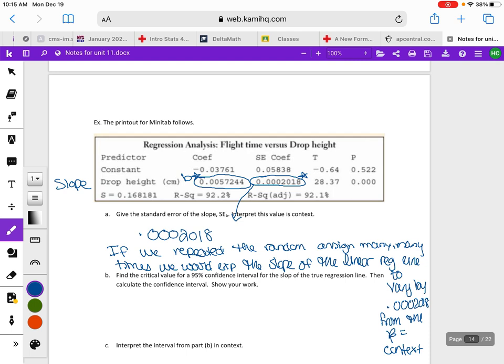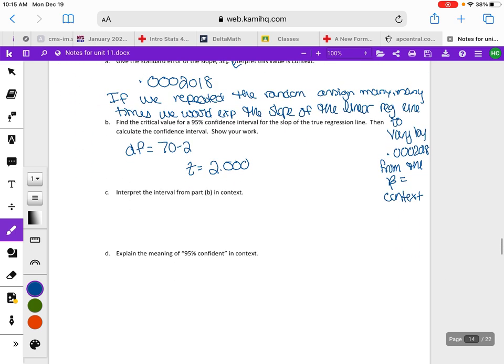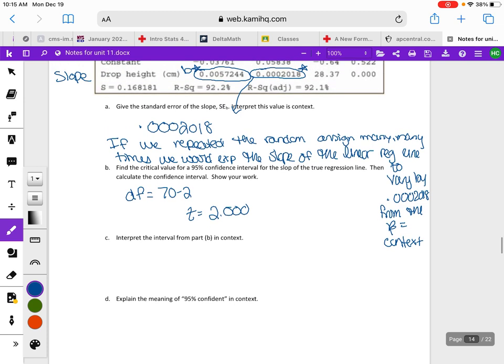So to show your work, I guess degrees of freedom equals 70 minus 2. And then I think we said t was equal to 2.000, if I remember correctly. Interpret the interval from part B in context. Oh, we had to find the interval. Oh, that's why we were showing work. Got it.